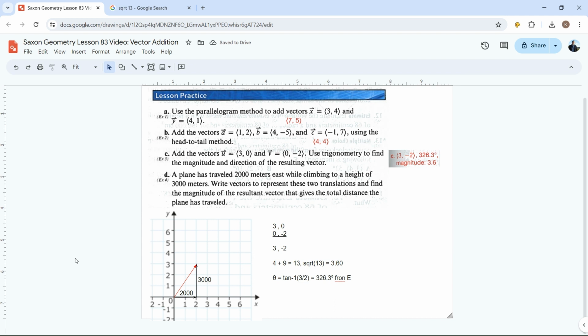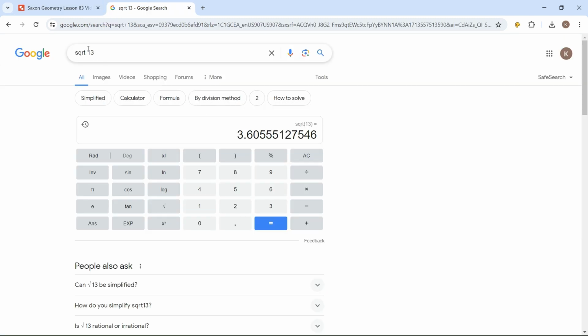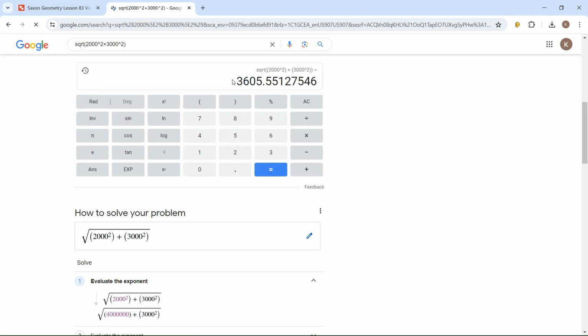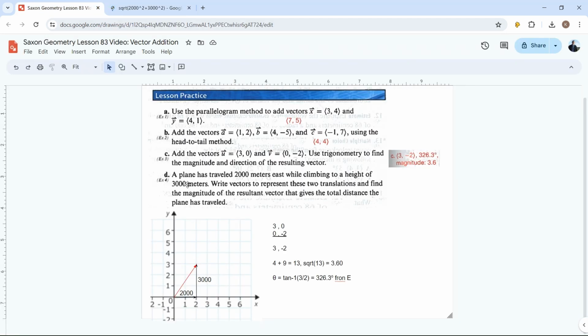Well, that's just going to be a Pythagorean theorem question. 2,000 squared plus 3,000 squared. I need to take the square root of that. I get a result of 3,605 meters. It also asked me to write vectors to represent the two translations.